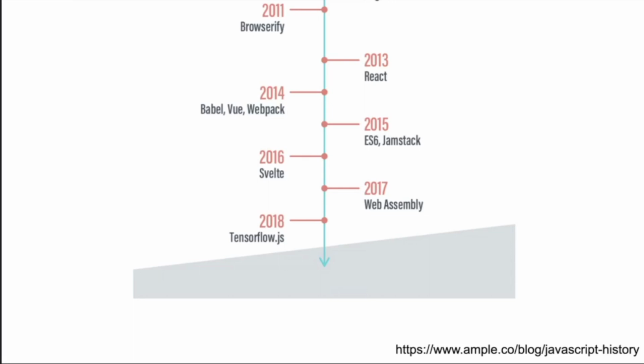Many frameworks are out there around that. Then Svelte came in 2016, then WebAssembly, TensorFlow.js. So the interesting part is that JavaScript was built in like 10 days. The person who created JavaScript wrote it in like 10 days. Right.